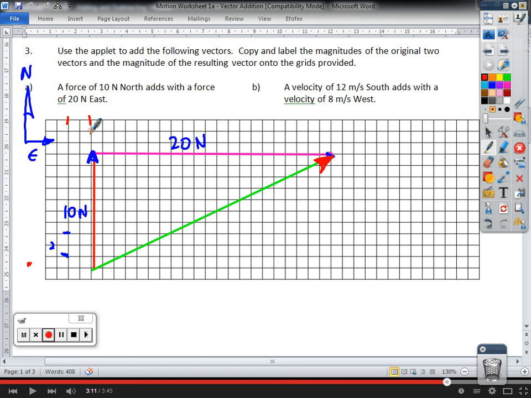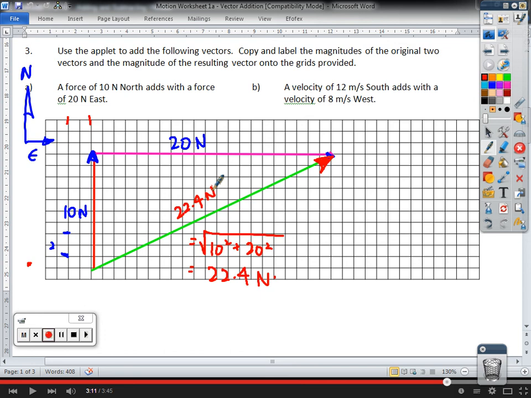So this here would be equal to the square root of 10 squared plus 20 squared. That's probably quicker than actually trying to work it out by scale. That's 100 plus 400, 500. Square root of 500 would be 22 point, how many decimal places? Just one, you're fine. 4. 22.4 units. Excellent. So this length here is 22.4 newtons.